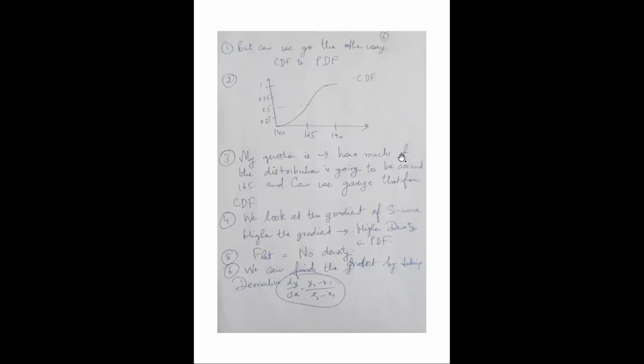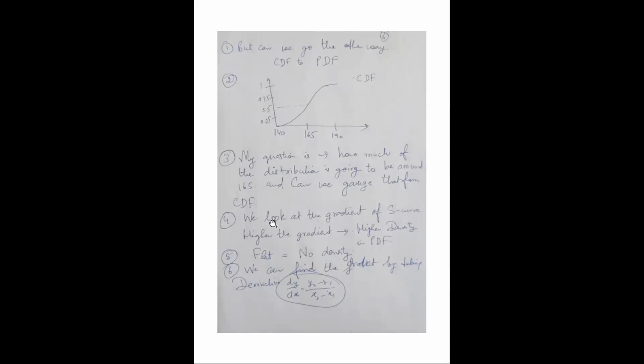My question is, how much of the distribution is going to be around 165? Around 165, how much of the distribution will be around this 165? Now, can we gauge this number from the cumulative distribution function?